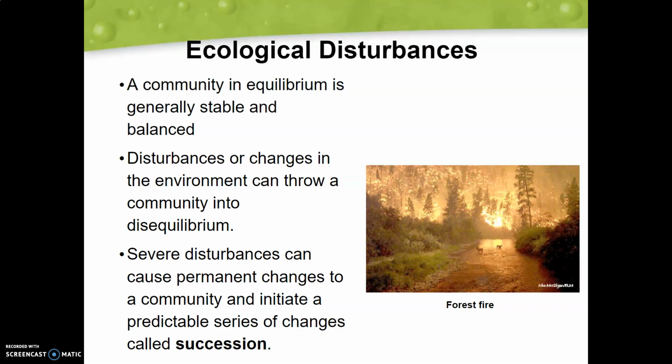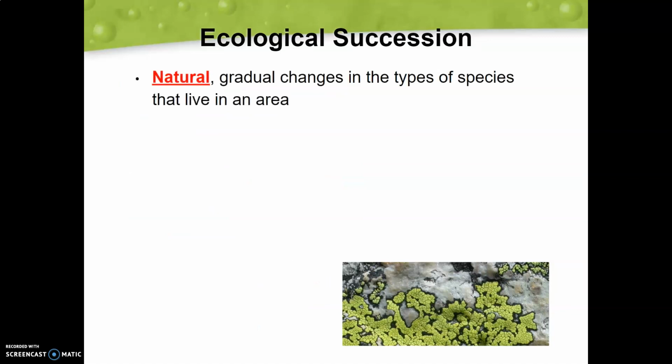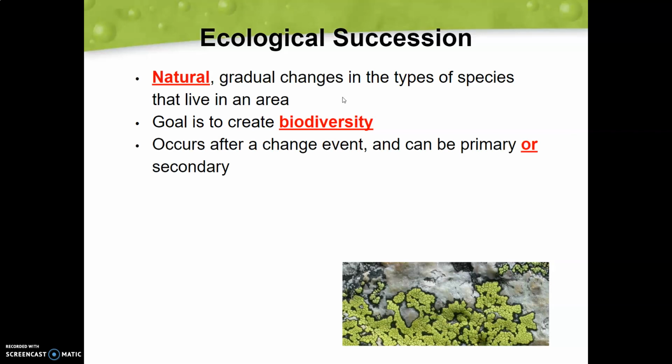Okay. And so we have a picture here of a forest fire. That's going to be one type of succession we talk about. So, first off, succession or ecological succession is any natural, gradual change in the types of species that live in an area. Our goal for succession, doesn't matter which type it is, is to create biodiversity. So a lot of different species, a different variety of organisms. It occurs after a change event, and can be what we call primary or secondary. And we're going to talk about what the difference is between those two.